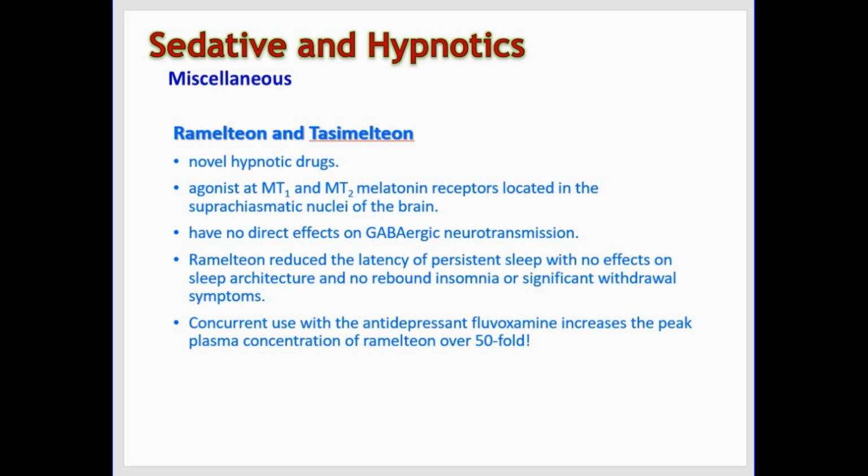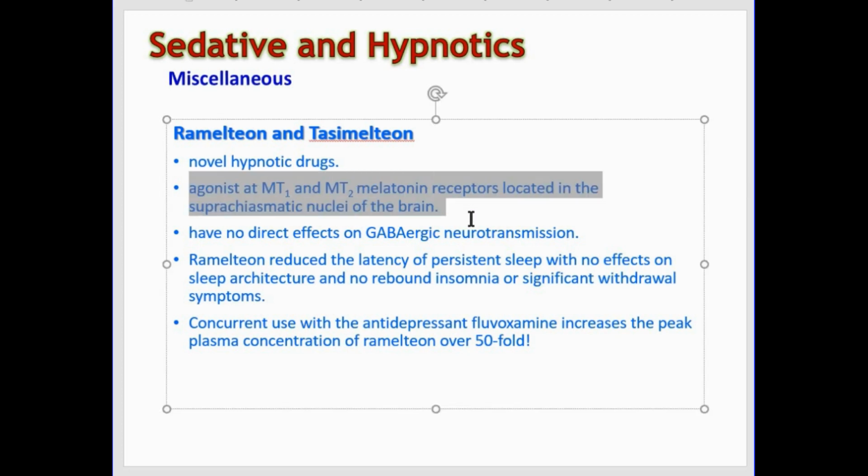So next we have the drug called ramelteon. All these drugs, benzodiazepines and barbiturates, we looked at are just general CNS depressants, right? They just depress the CNS. These drugs are beautiful, look at that. How these drugs work is that they are agonists at melatonin receptors in the suprachiasmatic nucleus of the brain.